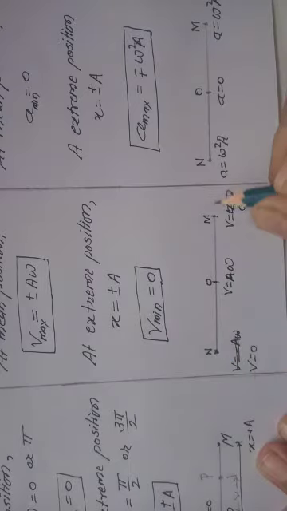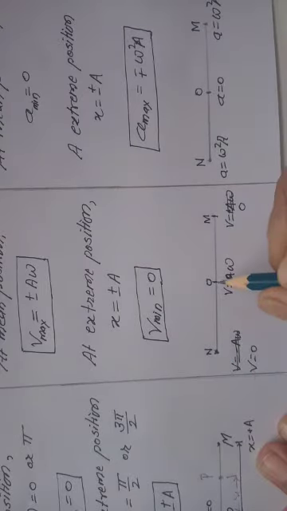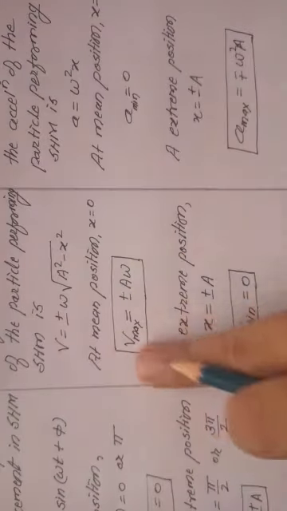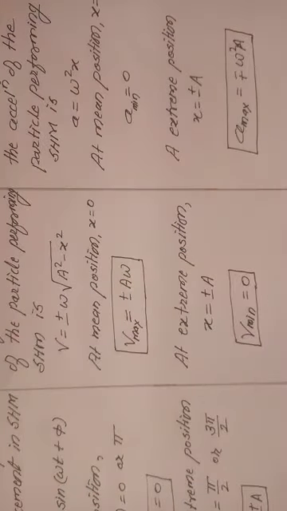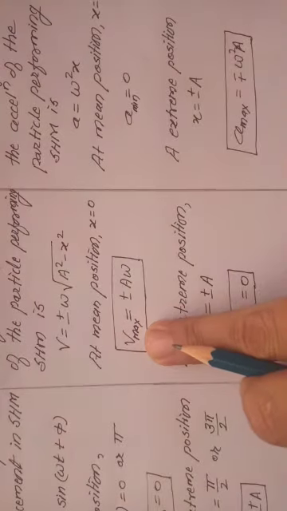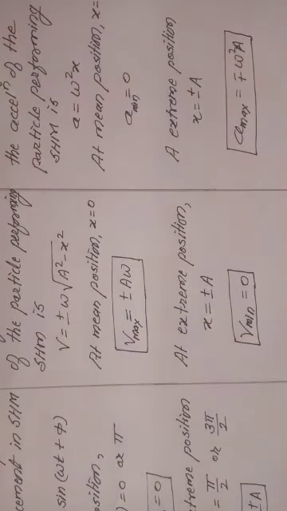Thus the velocity at extreme positions is 0 and the velocity at the mean position is maximum. This is the formula for maximum velocity. We can solve problems on this. In the problem we use Vmax is equal to a omega. Then the acceleration, extreme values of acceleration.